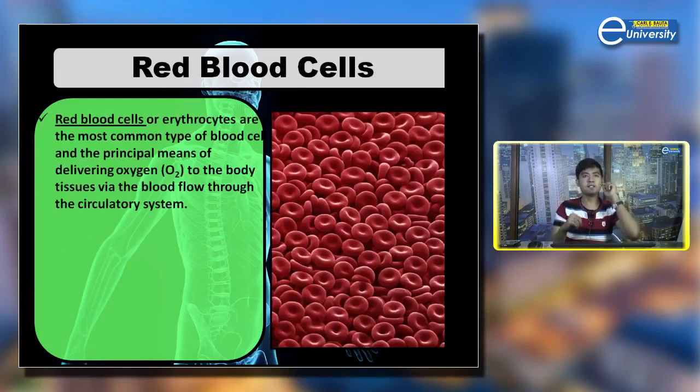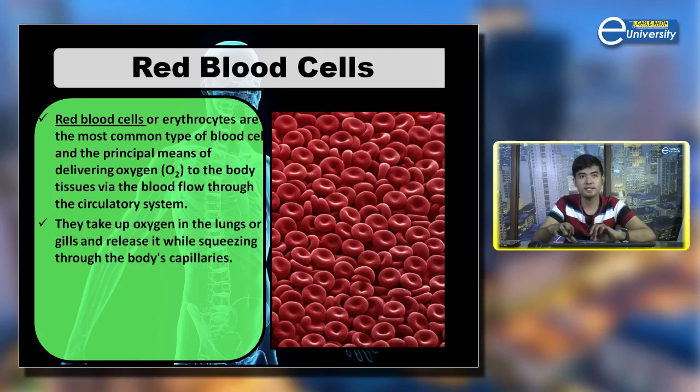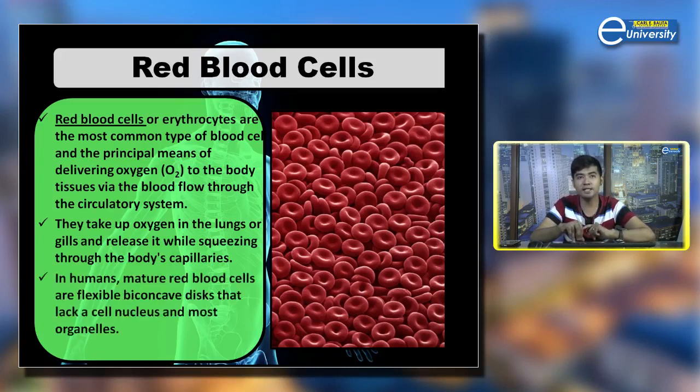Let's start with the red blood cell. So red blood cell, also known as the erythrocyte, are the most common type of blood cell and the principal means of delivering oxygen to the body tissue with the blood flow through the circulatory system. So they take up oxygen in the lungs or gills and release it while squeezing through the body's capillary. In humans, mature red blood cells are flexible biconcave discs that lack a nucleus and most organelles.